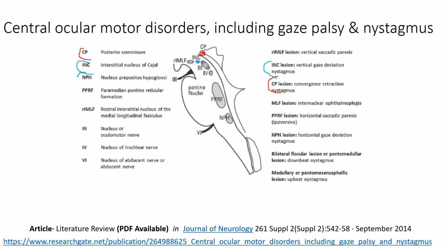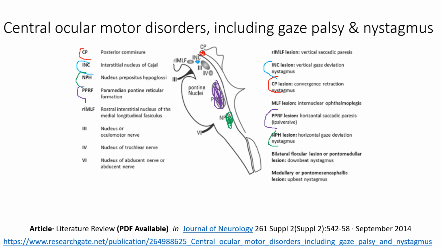Next one up in green here, NPH, or nucleus prepositus hypoglossi. You can see why we abbreviate these. They're a mouthful, right? That's this guy right here. And if we see a lesion here, we're going to see horizontal gaze deviation, nystagmus. Here is the PPRF that we have mentioned, the paramedian pontine reticular formation, and it's going to lead to horizontal saccadic paresis. It is this big guy right here in the middle, the PPRF.